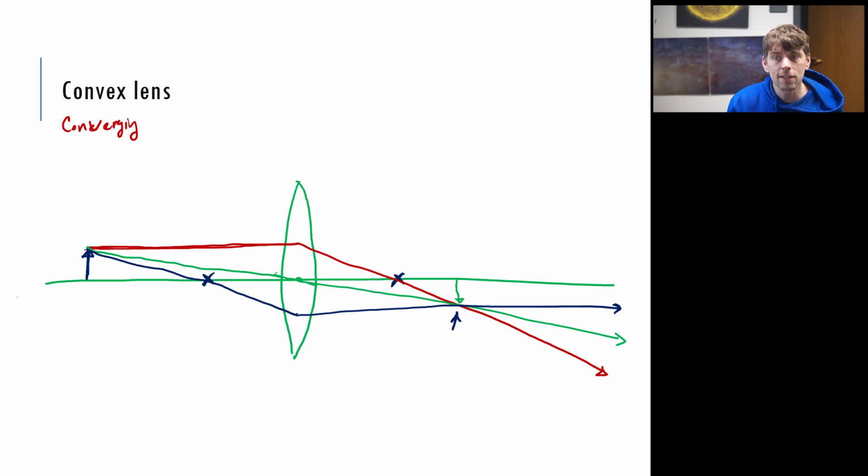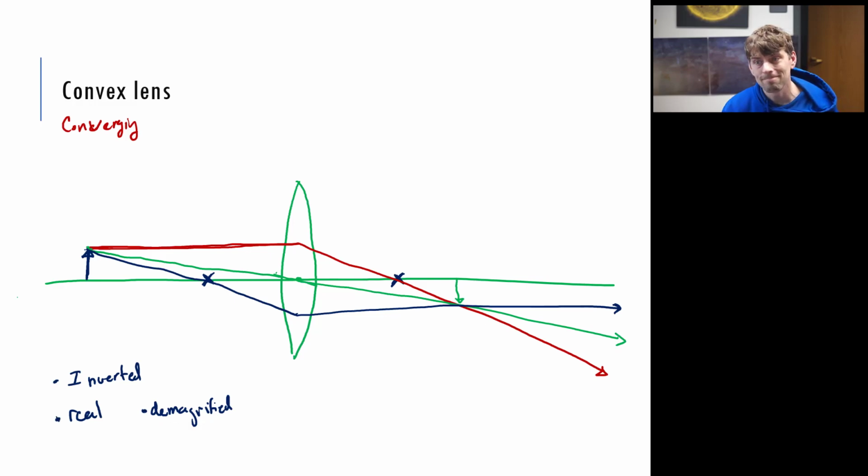So at least I can say that the image is inverted, upside down. I can say it's real because the actual beams of light truly intersect at that location. And boom, we're done. Well, it's inverted and real. At least for this case, it looks like it's demagnified. But that one's really close. It's hard for me to tell just off the top of my head.